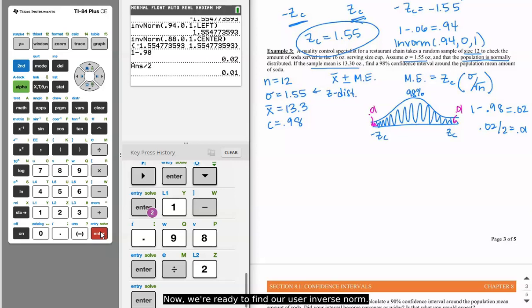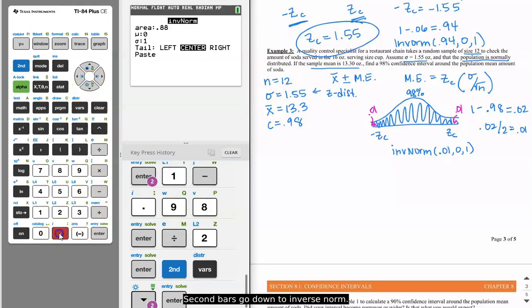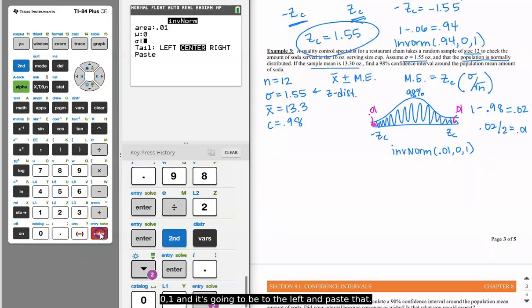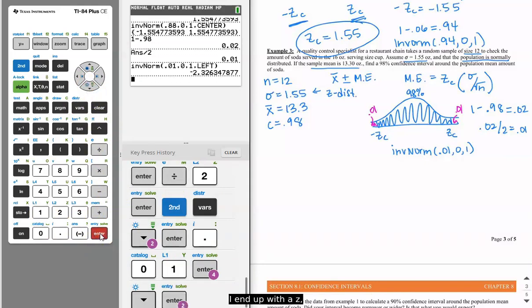Okay, so now we're ready to use our inverse norm. Again, I'm just going to write the older model. If you have the newer one like I have in my emulator, you can just do the center and enter 0.98. But I'm going to do 0.01, 0, and 1, and this is going to be to the left. So second VARS, go down to inverse norm. Area is 0.01, 0, 1, to the left, and paste that. And so I end up with a critical value of negative 2.326.